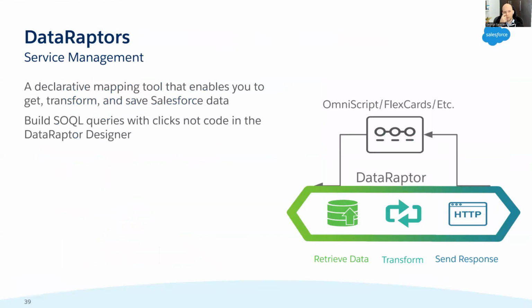All right, so that was for the front end or user experience, user interface side of things. Now we'll talk about the backend pieces. So we have data raptors. Data raptors are a way of retrieving data from Salesforce, transforming data, like from one JSON payload to another or between XML and JSON, and being able to load data back into Salesforce.